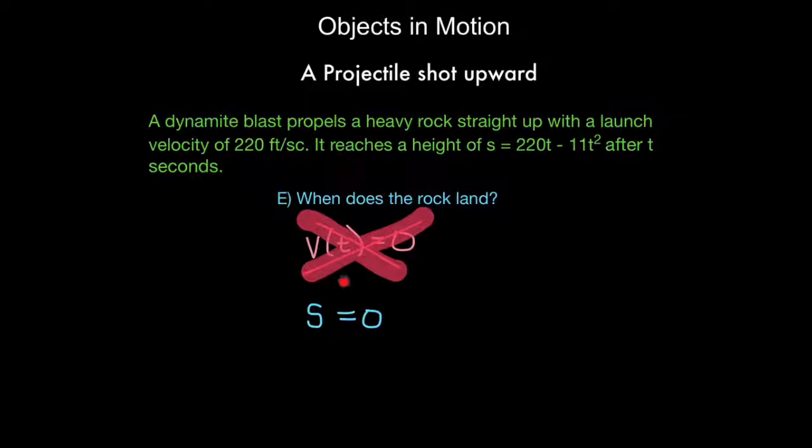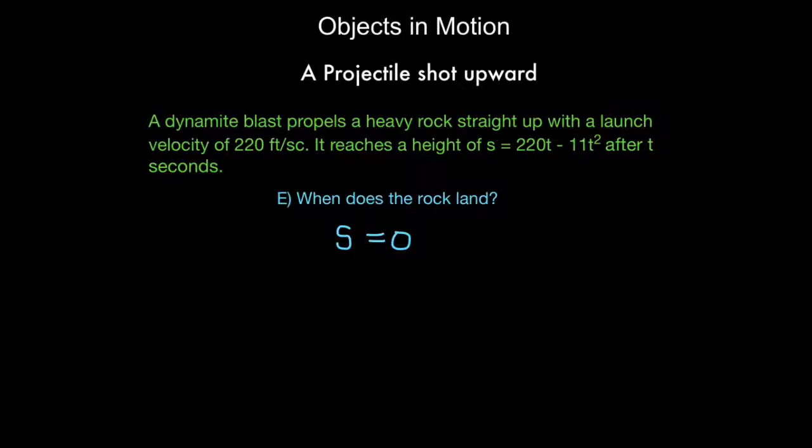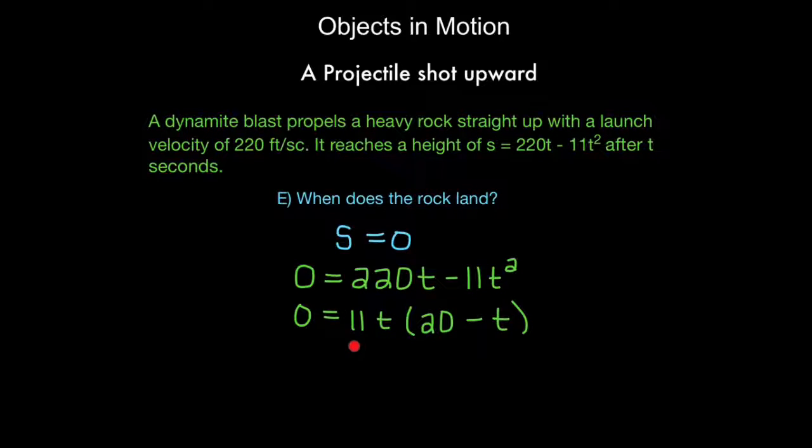And we do know that on the ground, the height of the rock is 0. So there's actually no calculus being done here, only algebra. To find when the rock reaches the ground, we're going to find when the height is 0. So substitute 0 in for the position in the function 220t minus 11t squared, and now we have a two-term quadratic equation. We could solve this by using the quadratic formula or by factoring. I noticed that both terms have a common factor of 11t. So when I factor that GCF out, I get this term left over.